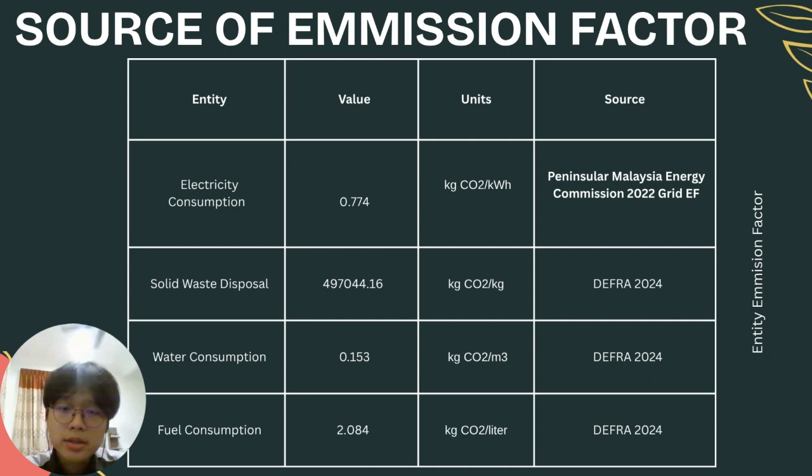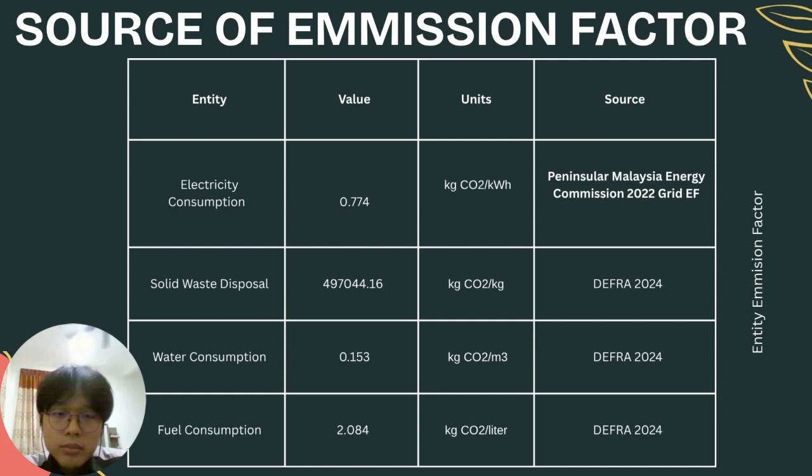So I'll be continuing the presentation regarding the source of emission factor. So basically, how do we calculate this carbon footprint? Basically, we use the source of emission factor, which is the value of emission for each entity that we found for electricity consumption, for solid waste disposal, for water consumption, and for fuel consumption. And then we multiply this emission factor with the total usage, and then we will get the carbon footprint.